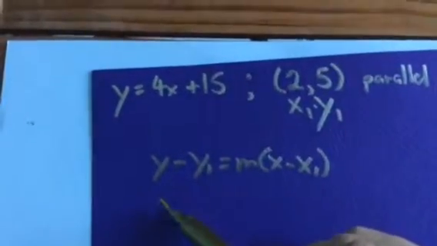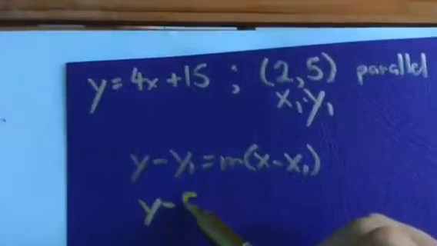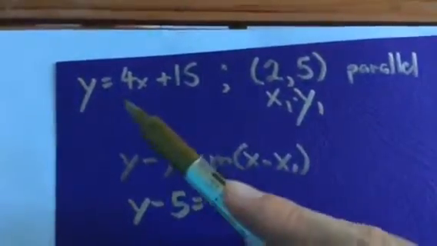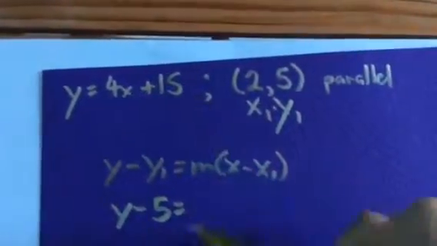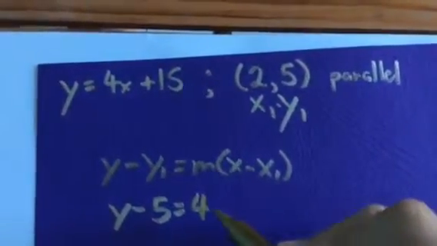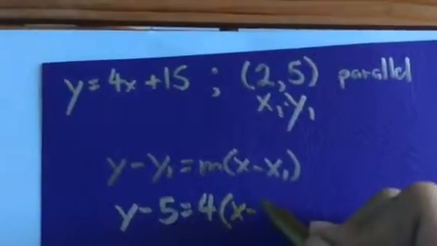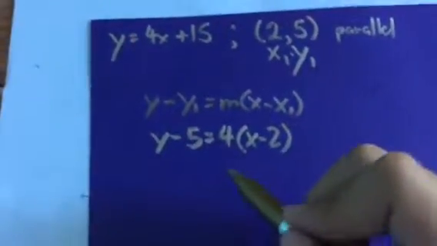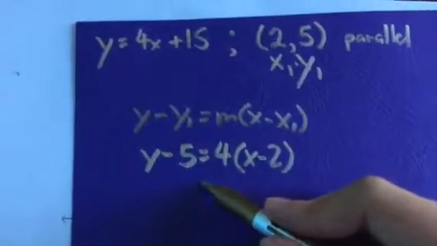So, it's going to be y minus 5, which is y sub 1, equals, then what's our slope? Remember that this is a parallel equation, so the slope would be the same. So you just copy that here, so 4 times x minus 2, which is x sub 1. And from there, you can begin solving. So basically, it would end up a little like this.